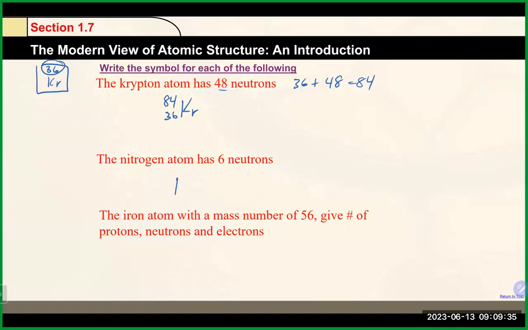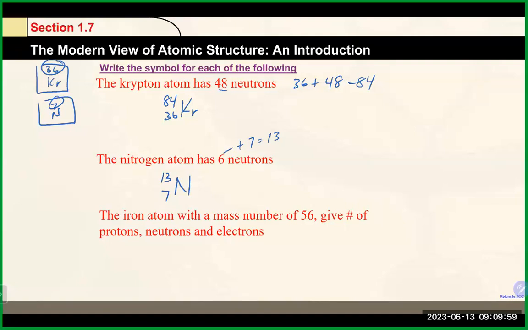Nitrogen is N on the periodic table. Again, if we go to nitrogen, that is going to be 7, which would be its atomic number, and that would go on the bottom. Once again, to get our mass number, we're going to add our 6 plus our 7, going to get us 13, I believe, as our mass number in this case.